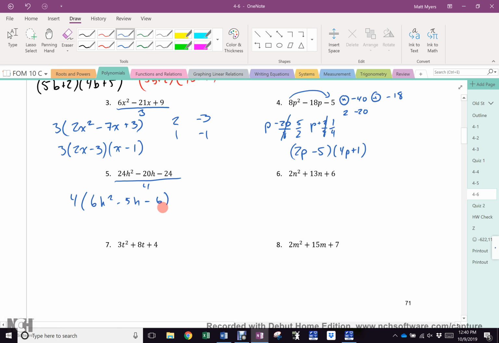Okay. Now I'm going to use one of the other methods. I can't get rid of that 6 anymore, so I got to multiply it. I got to multiply to what? Negative 36. And I got to add to what? Negative 5. Is it 1 and 36? Is it 2 and 18?